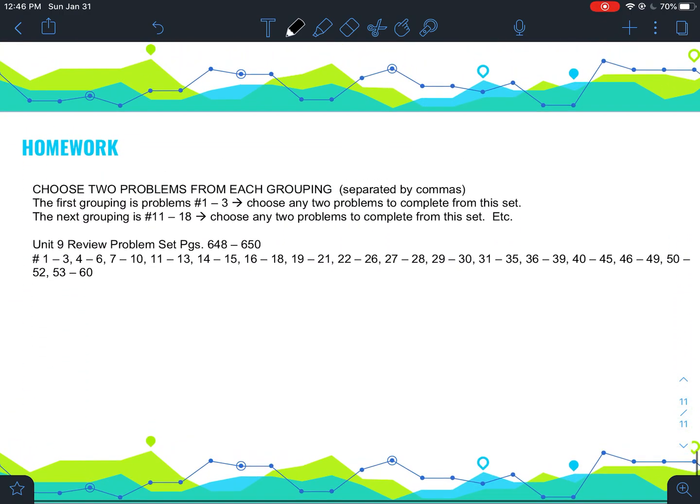The review homework for class that you should complete to help you prepare for the test is the Unit 9 review problem set, which starts on page 648 in your book.